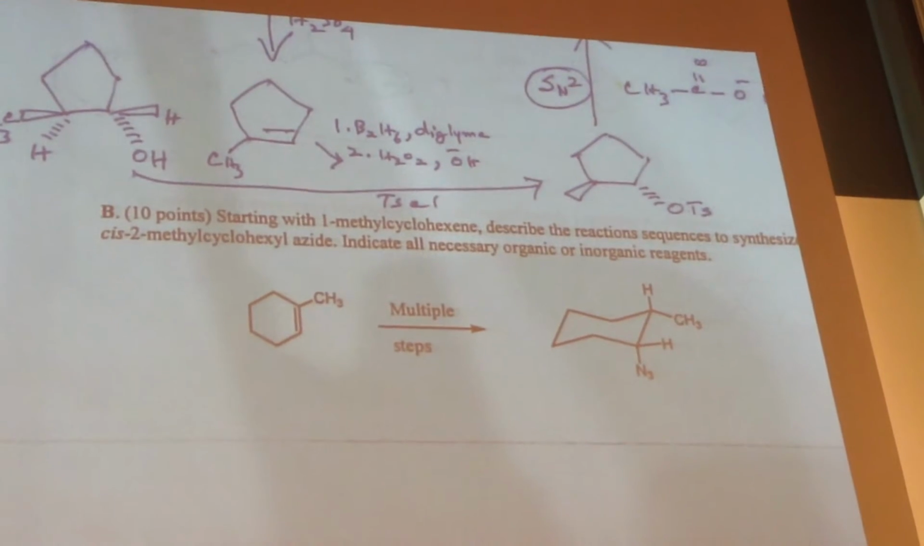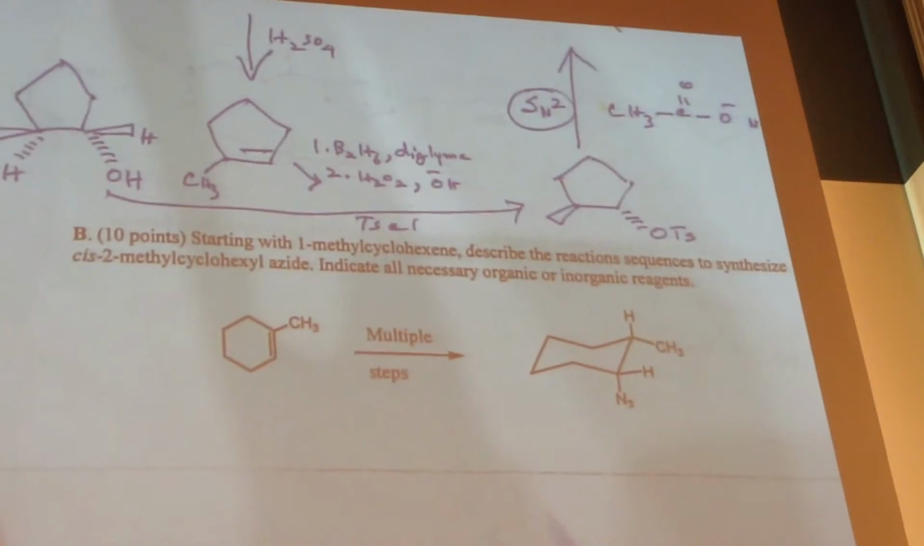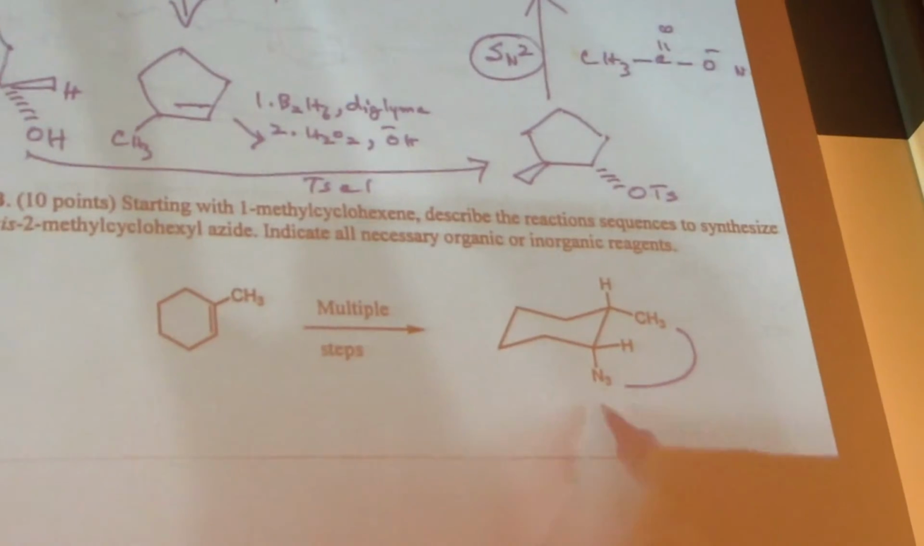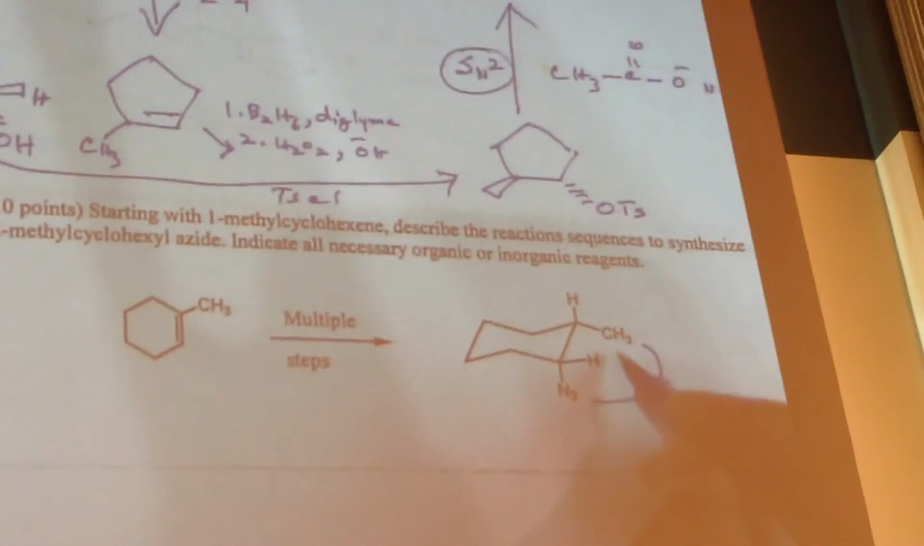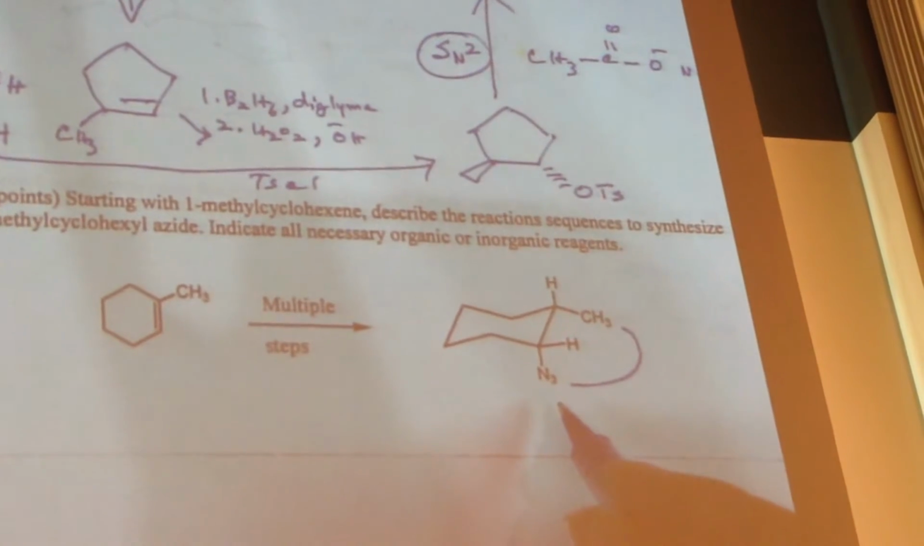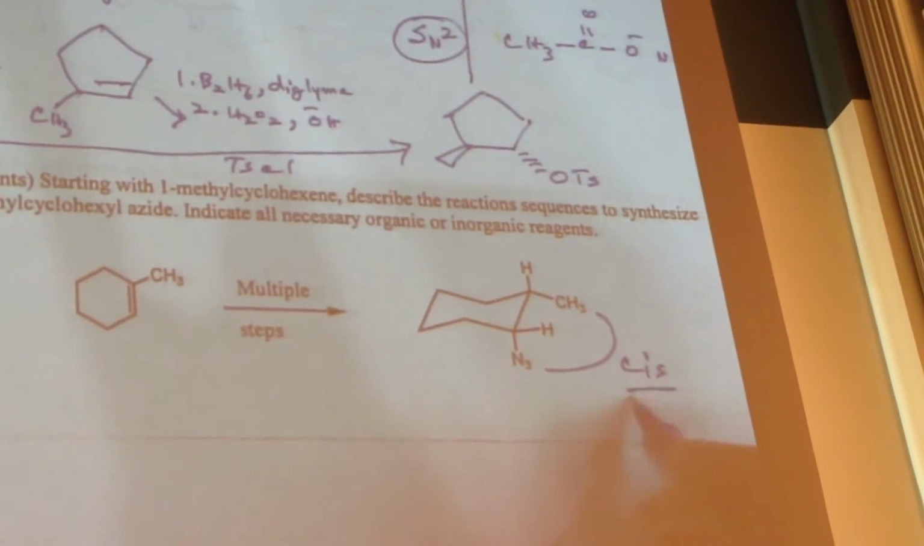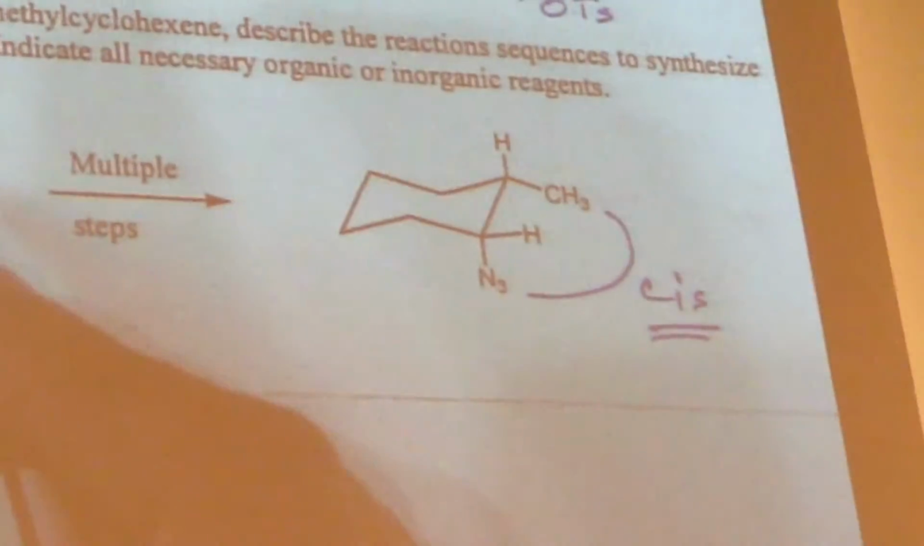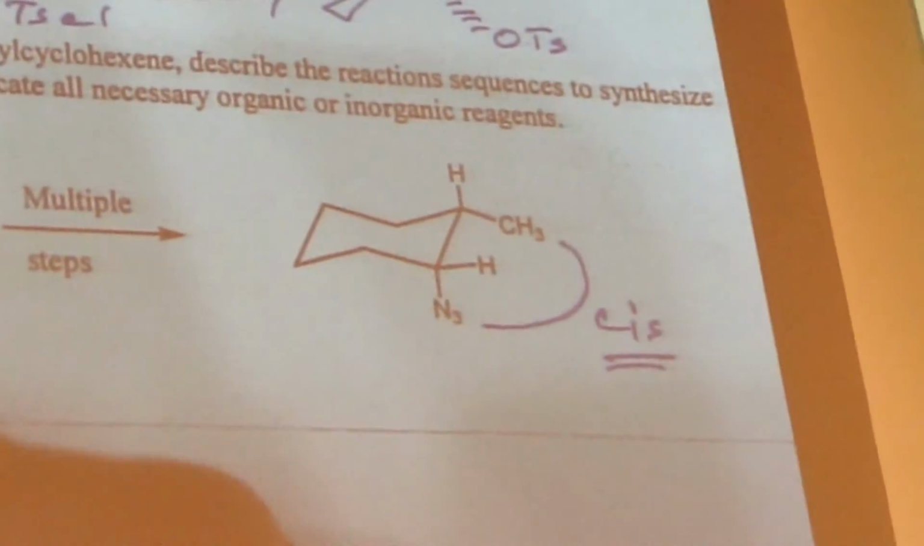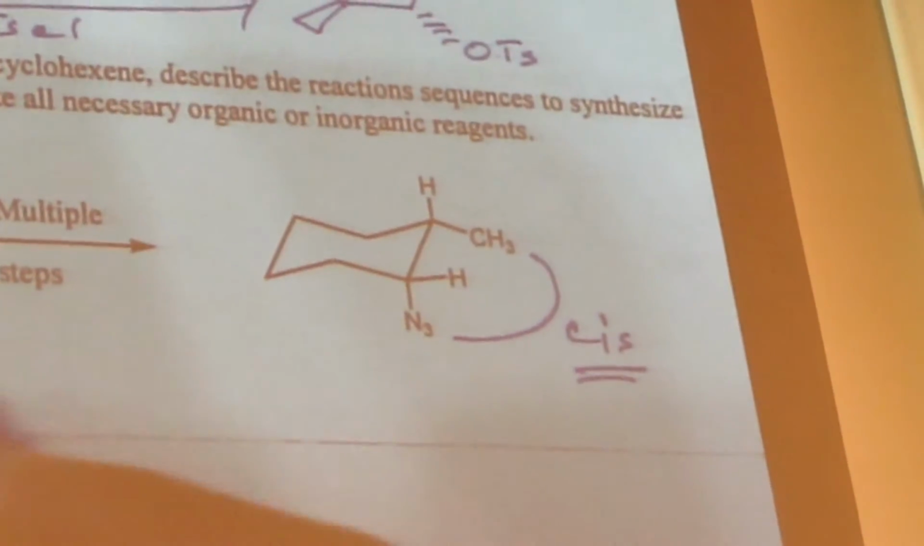All right, the second problem is not very different from the first one. Again, in this case, we want the relationship of this methyl group and the N3 as, because this is equatorial, this is axial, there would be a cis relationship. Right? So the cis relationship, again, we can do it by introducing the OH by B2H6, diglyme, H2O2, and OH minus.